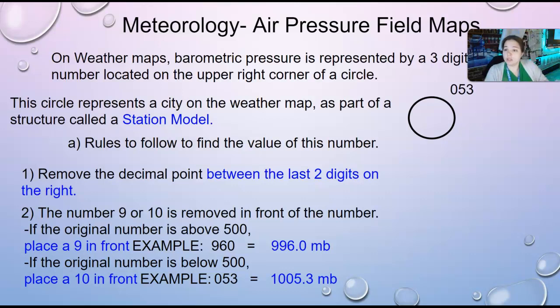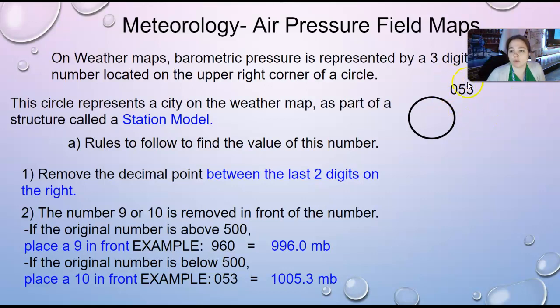So using that number that we see right there, except I'm going to do 653, right like that, 653. It's above 500, so I'm going to put a 9 in front of it. And then I'm going to add a decimal in between the last 2 numbers, right like that. That's how I would do anything above a 500.